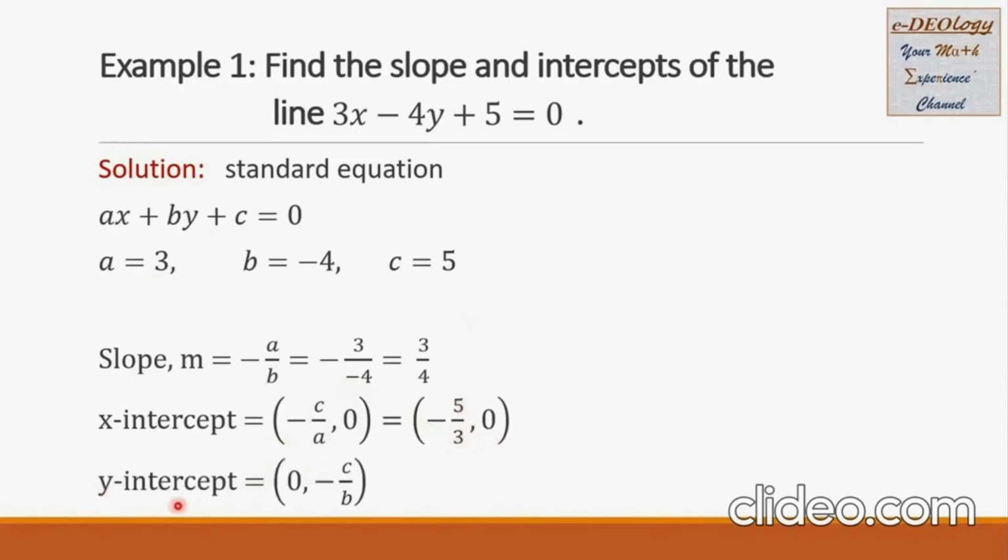For the y-intercept, the ordered pair is 0, negative c over b. Let us substitute the values. The c is 5 and the b is negative 4. The negative sign here and the negative of 4 will make it positive. So our final answer, 0, 5 over 4. This is our y-intercept.